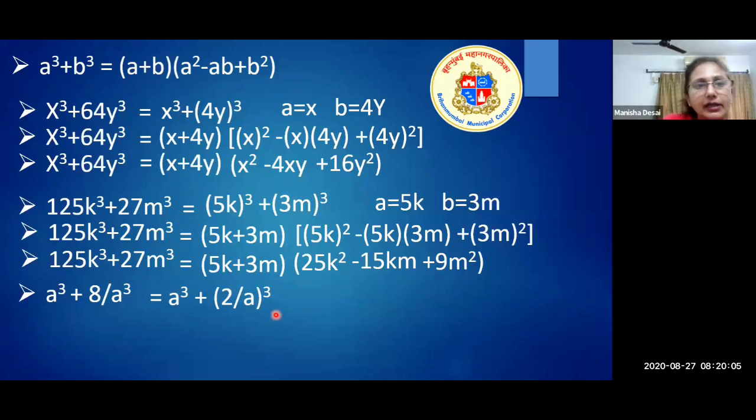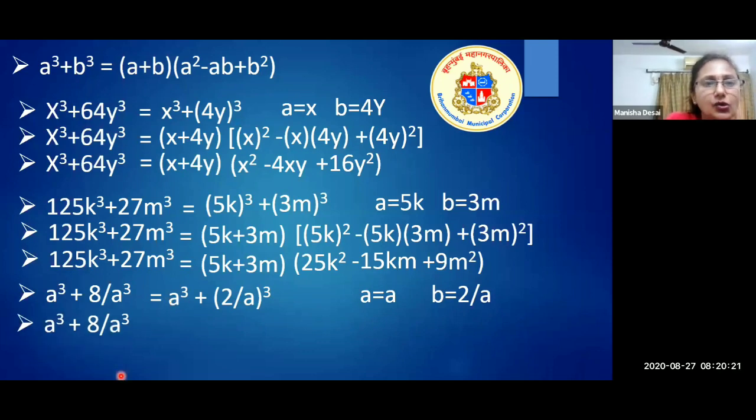Now here in this formula, what are we going to replace? We are going to replace a with a. A will remain a only, and b is equal to 2 upon a. So b we are going to replace with 2 upon a. So a plus b can be written as a plus 2 upon a.